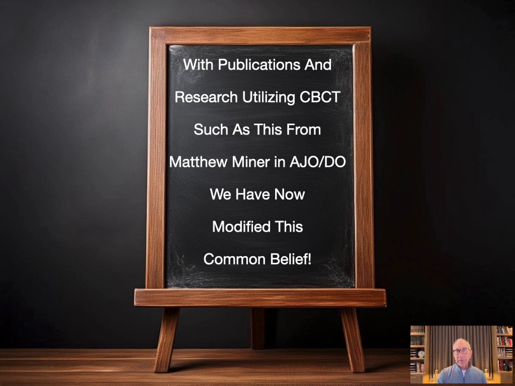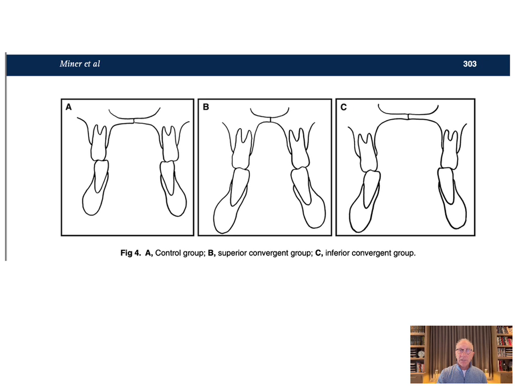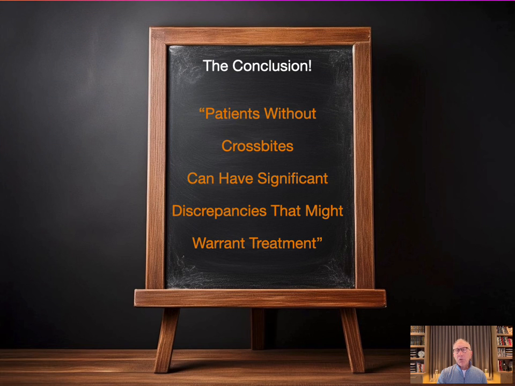this common belief. Miner's study analyzed the width of the upper and lower jaws in the sagittal and transverse dimension of 241 patients, concluding that there are 3 possible configurations identified as problematic. Notice how all of these situations, when viewed intraorally, would not be identified as a crossbite. The conclusion was that patients without crossbites can have significant discrepancies that might warrant treatment.